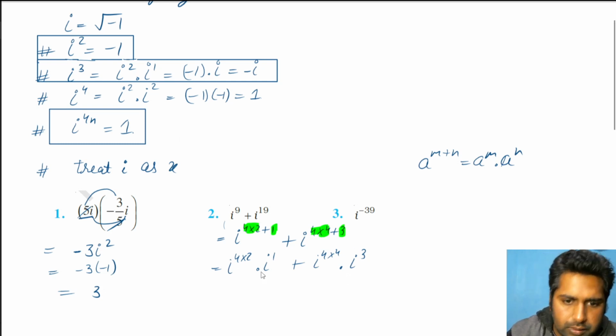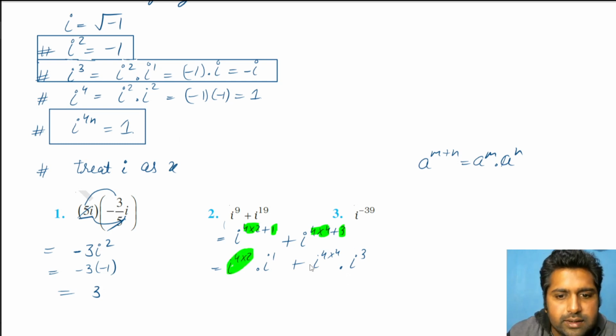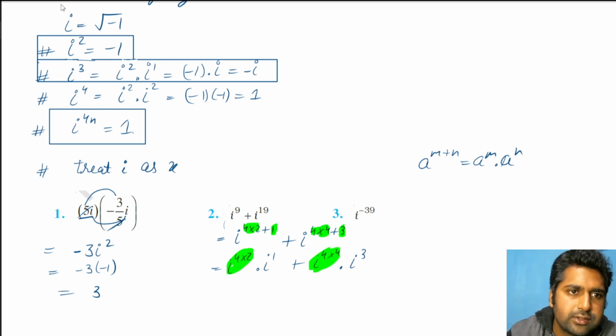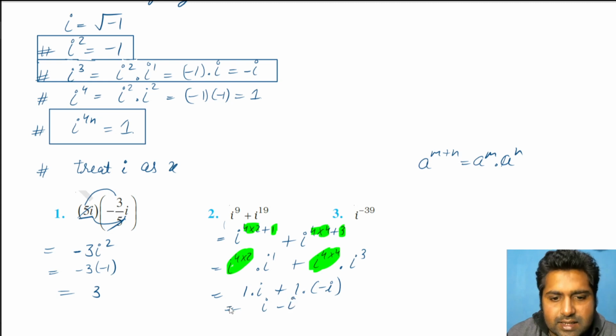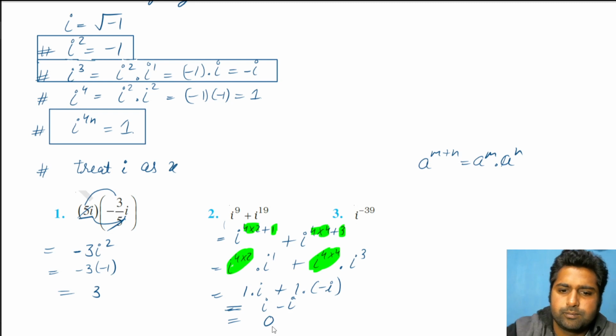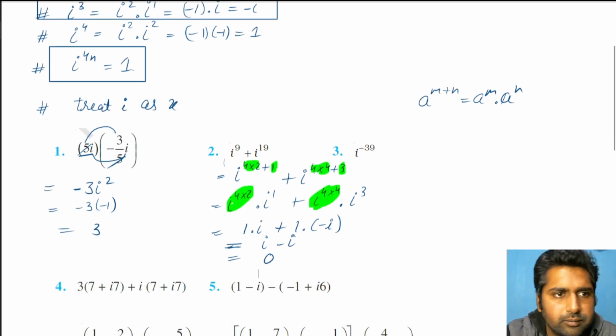Now all you have to do is deal with this. I raised to power 4 into anything is always 1. So 1 into iota plus 1 into iota cube. I can replace iota cube with minus i. So this is i minus i. What is x minus x? 0. So i minus i is also 0.